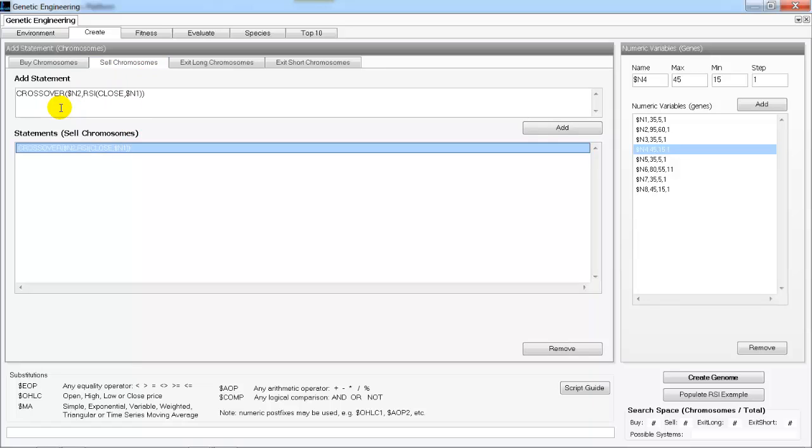So you will then go forward with this idea for each chromosome. The sell chromosome will also be filled by a trading statement. This is a crossover, just the other way around, based on the RSI. And in addition, you have your genes, which are here N1 and N2, defined here on the right with the genes, and you set the ranges here. So you go forward with defining exit signals for short and long.